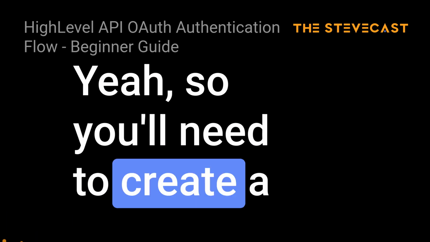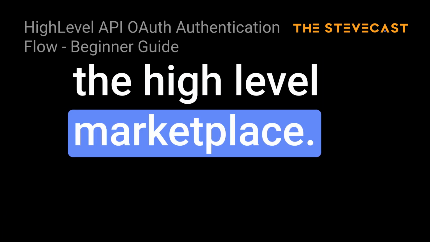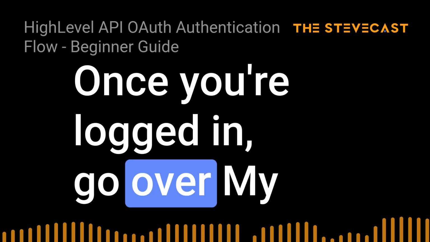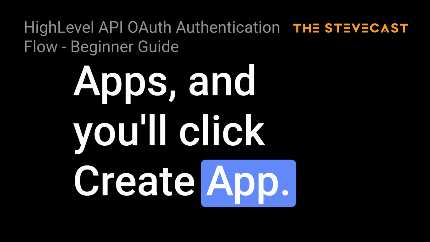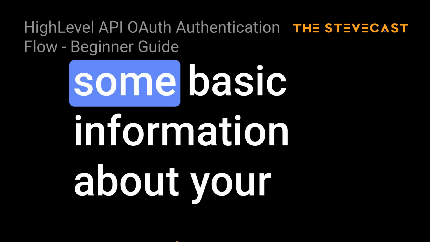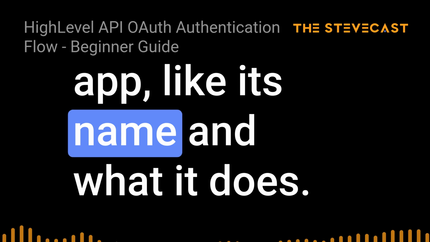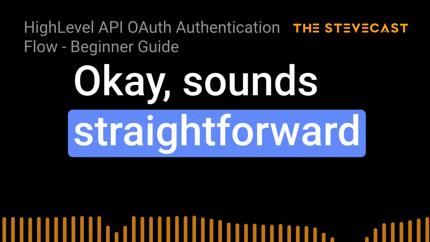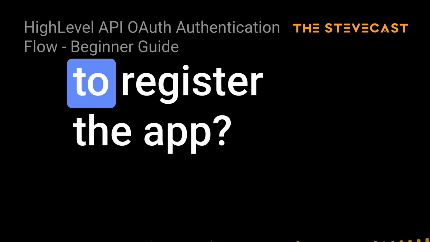You'll need to create a developer account on the HighLevel marketplace. Once you're logged in, go over to My Apps and you'll click Create App. You'll fill out a simple form with just some basic information about your app, like its name and what it does. Sounds straightforward enough so far. Is that all we need to do to register the app?